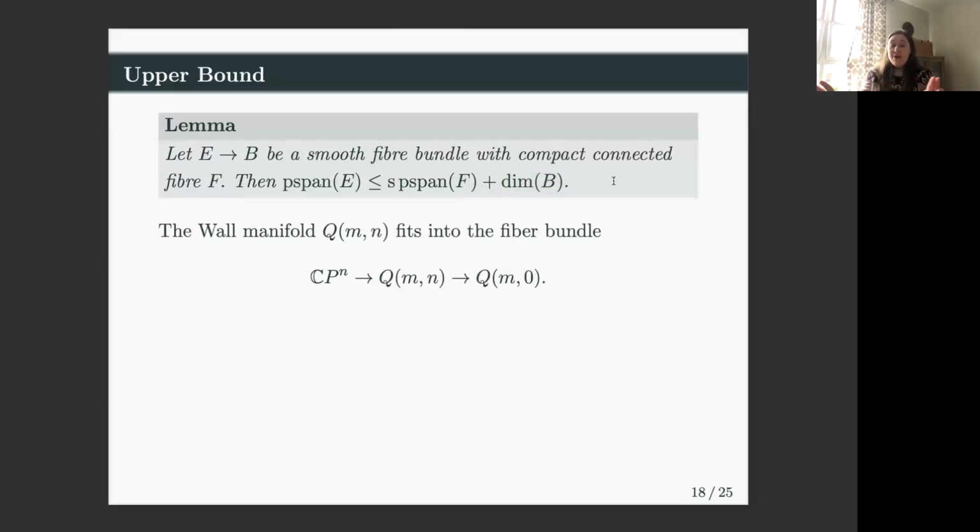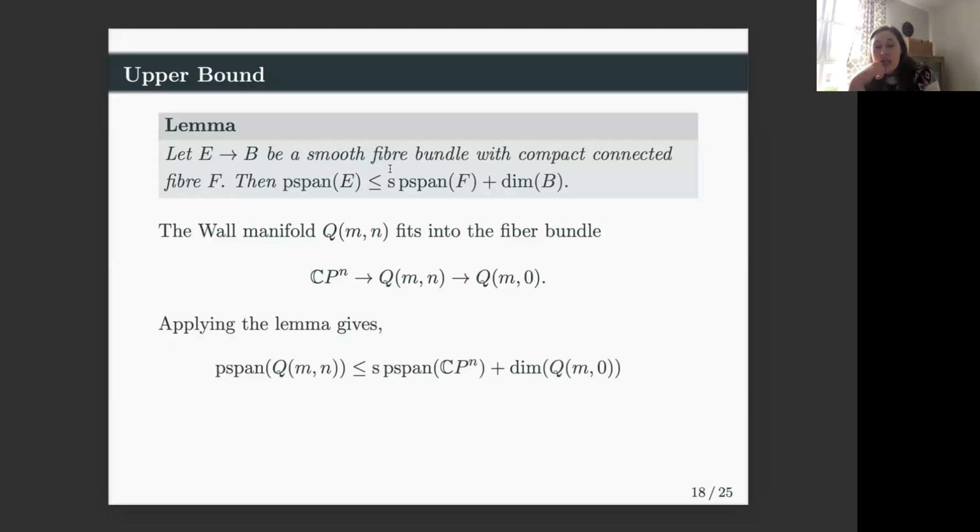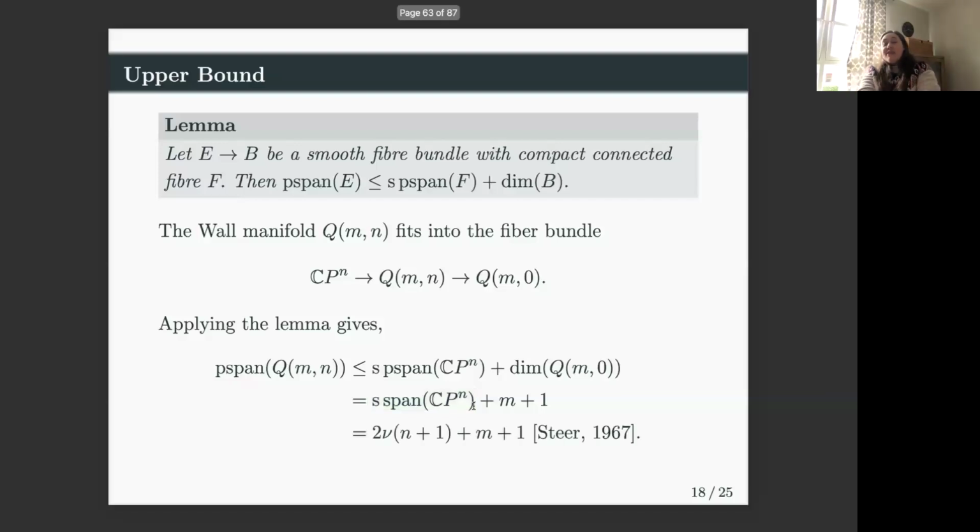And we just want to apply this to this fiber bundle where the wall manifold that we care about is the total space. This gives us the upper bound that we're looking for. So if we apply the lemma, it says that the projective span of the thing we care about is less than or equal to the stable projective span of CPN plus the dimension of the mapping torus of RPM. Now, just believe me, the dimension of this is m+1. And if you remember from long ago, if you have a simply connected manifold, there's no difference between the span and the projective span. CPN is simply connected, so the stable projective span is the same as the stable span. And then there's this calculation of Steer, where he calculated the stable span of CPN. So we basically immediately for free got the upper bound.